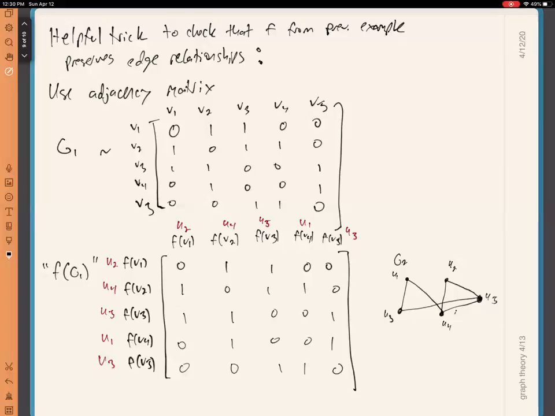All right, so that's it for today. So we'll pick up next time. Next time we're going to be talking about paths through graphs and connectedness of graphs and things like this.